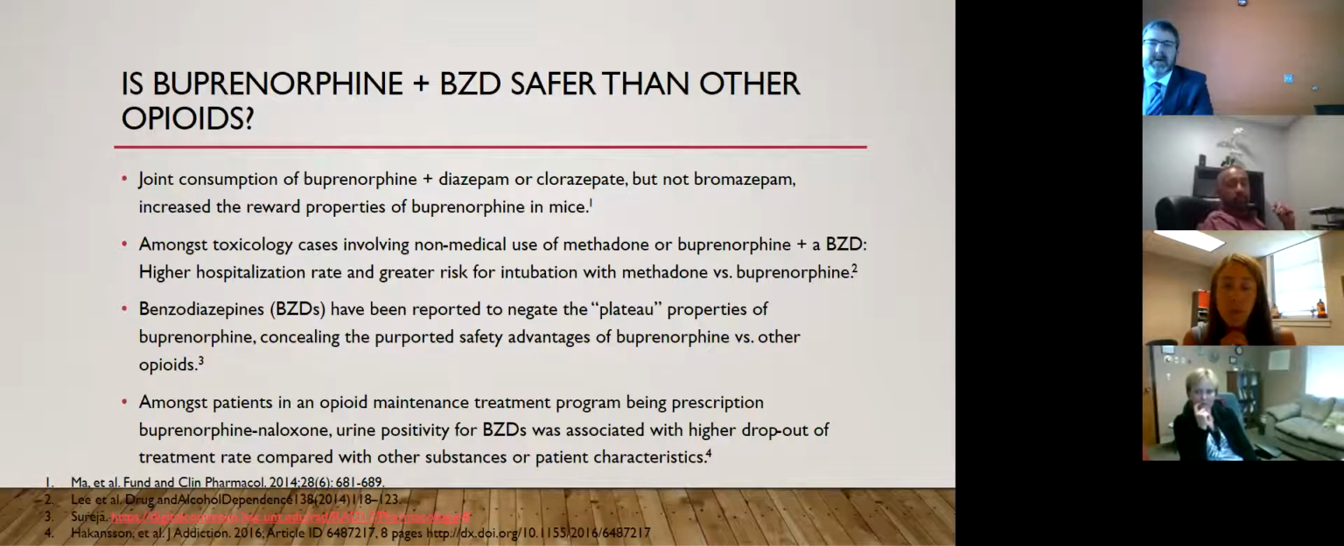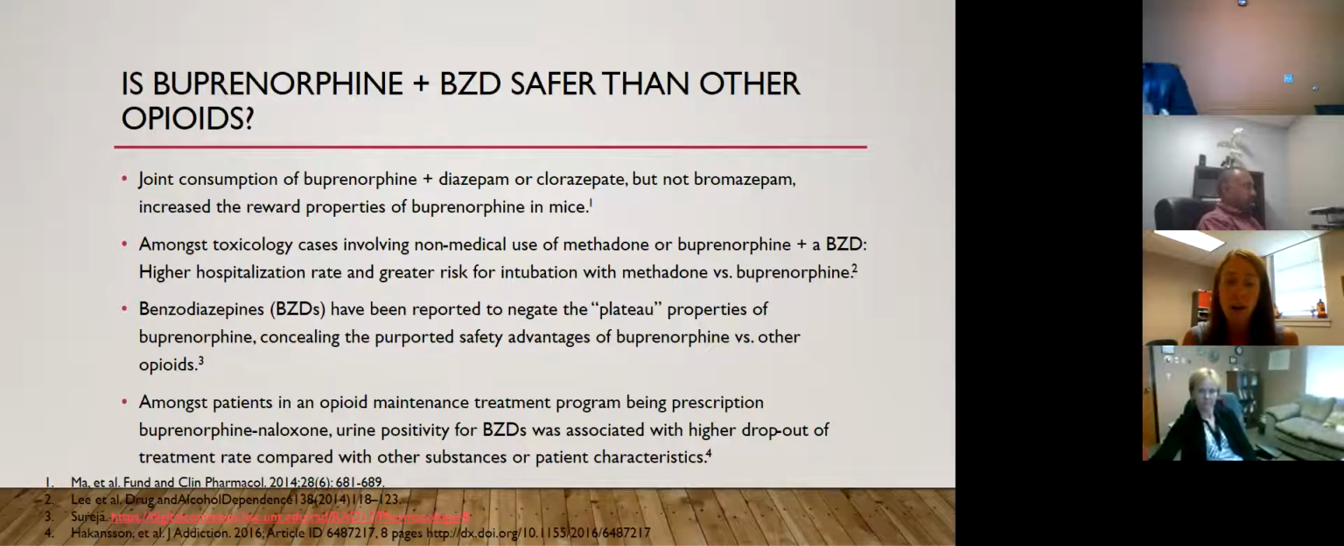Benzodiazepines have been reported to negate the plateau properties of buprenorphine, maybe concealing the purported safety advantages of buprenorphine versus other opioids. This was, I believe, a subjective effect study in humans, and in some ways it supports the first bullet point on this slide, that perhaps the addition of the benzodiazepine negates some of the safety profile of buprenorphine as compared with other opioids. However, we have not compared benzodiazepine plus buprenorphine against benzodiazepine plus any other opioid in any sort of head-to-head study.